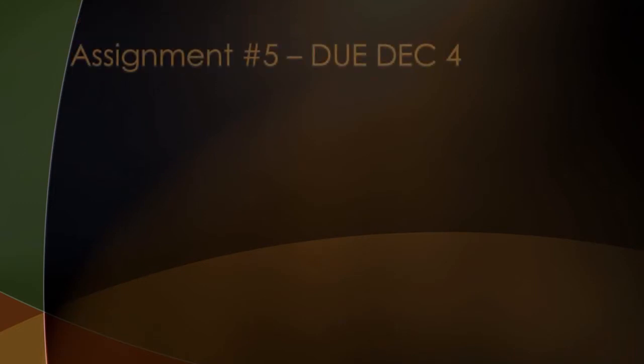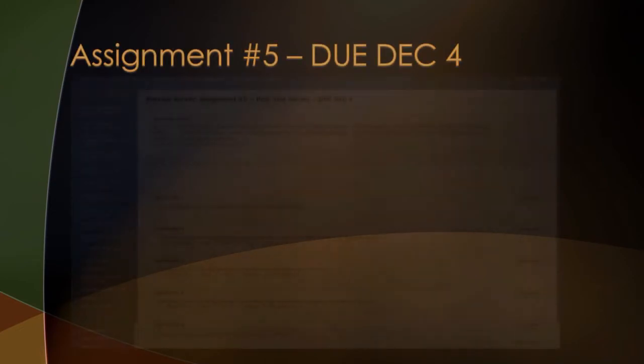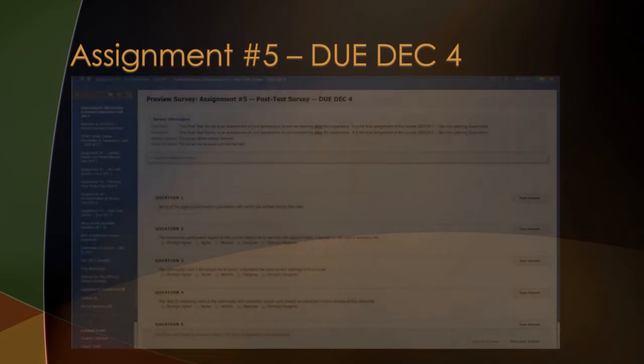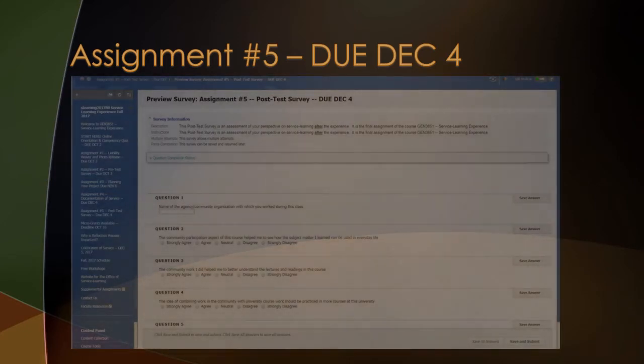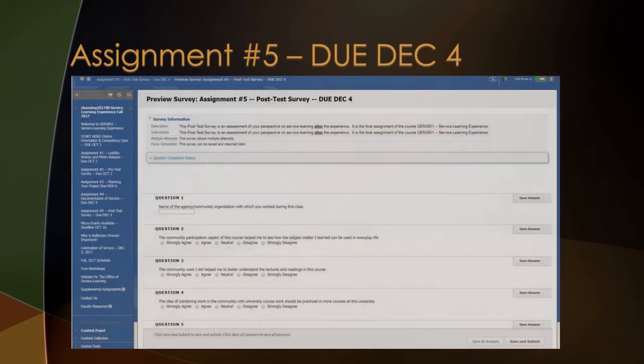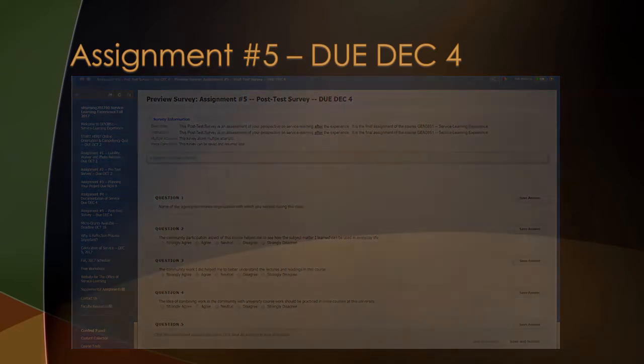Assignment number 5, the final assignment, is also due at the end of the semester. Just like you took a pre-test survey, this is a post-test survey that you should complete once you have finished your service experience. It should only take about 10 minutes to complete and will be very similar to assignment number 2, the pre-test survey. If you have additional questions or are not sure about the assignments, don't worry. There is additional information at the end of this orientation and on the Gen 3851 Blackboard about how you can get your questions answered and where the Office of Service Learning is located.